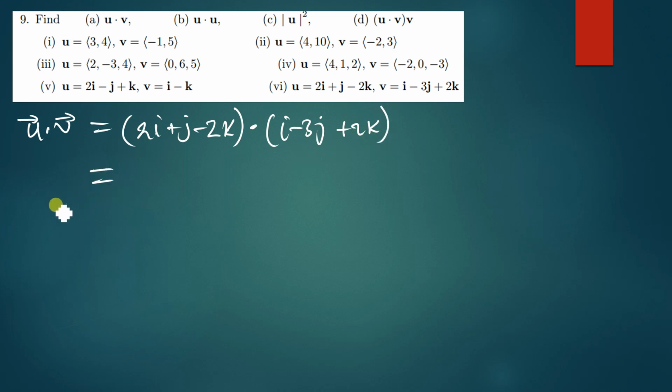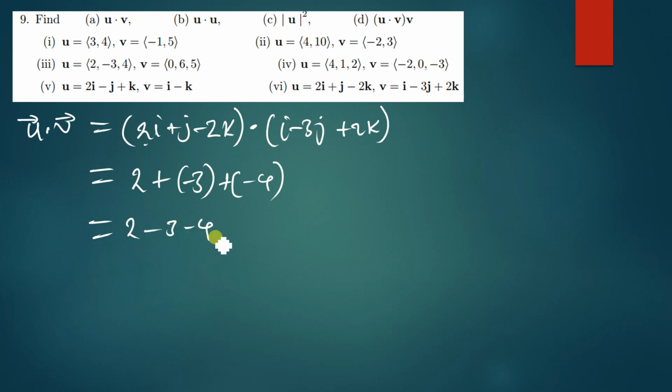So the dot product of these two vectors will be, 2i times i, that will just give us 2 because i times i is 1. So we say plus j times negative 3j, that will give us negative 3 because j times j is 1. Negative 2k times 2k, that is going to give us negative 4. So we're saying plus negative 4 because k times k is 1. So we have 2 minus 3 minus 4. So the answer is negative 5. So this is the solution for u dot v.